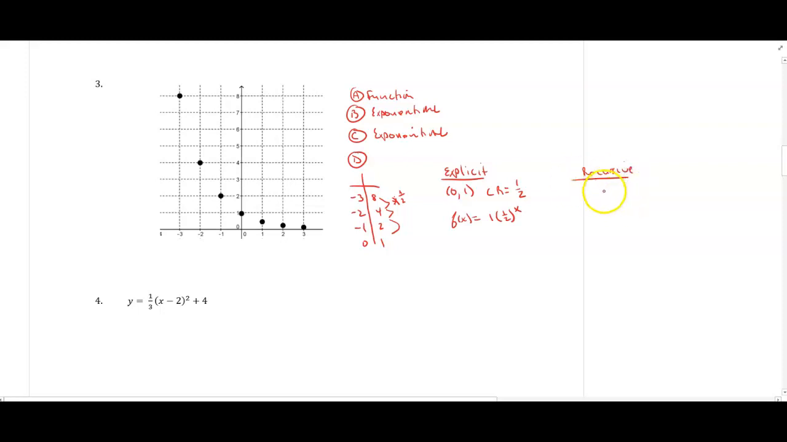Now the recursive rule. The recursive rule is going to be f of 0 equals 1. Then f of x equals 1/2 times the previous term. We are done.